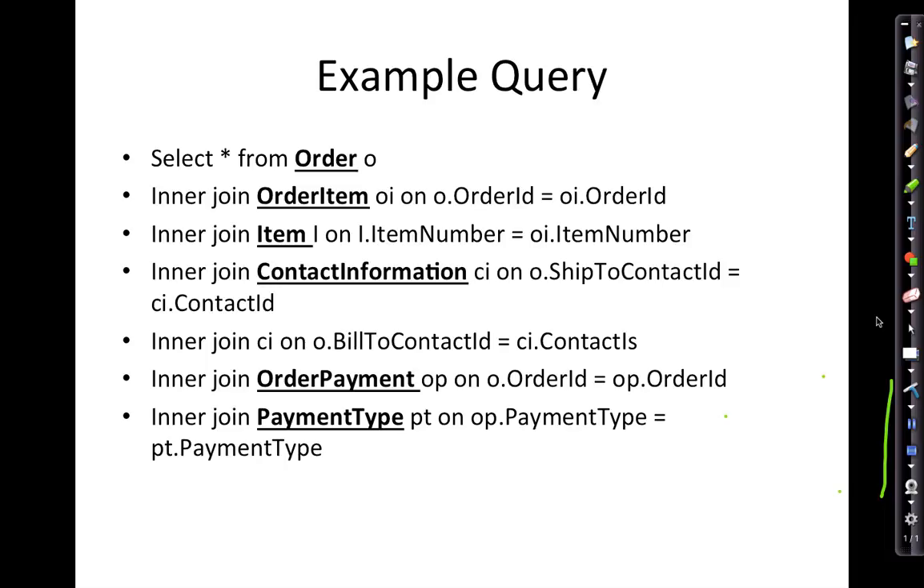The order table is represented by a single character, O. The order item table is represented by 2 characters, OI. The item table, the single character I. The contact information table, CI. The order payment table, OP, and the payment type table, PT. It should be obvious that the abbreviations for the tables must be unique.